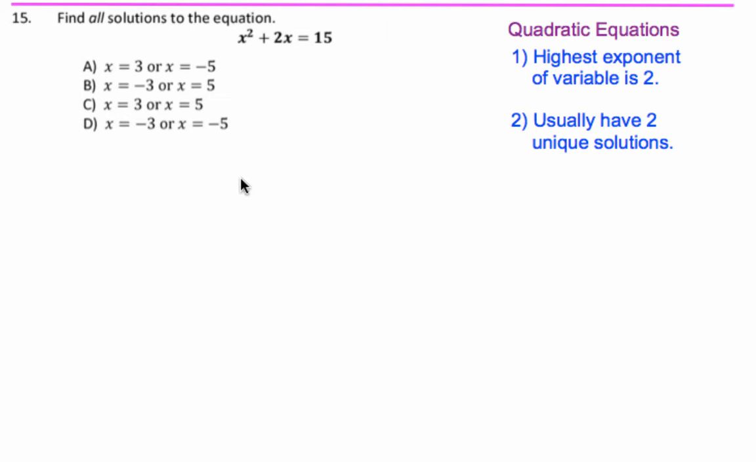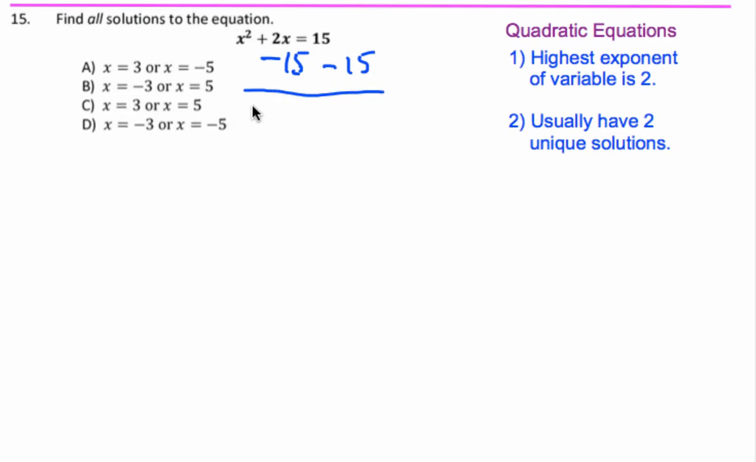Now, as we saw in problem number 15 on the sample A video, the first thing you want to do is set the right side to 0 when you have an x squared term and just the linear term, the x. So when you have an x squared term and an x term, you want to set the right side to 0. So we'll do that by subtracting 15 from both sides. So we get x squared plus 2x minus 15 equals 0.